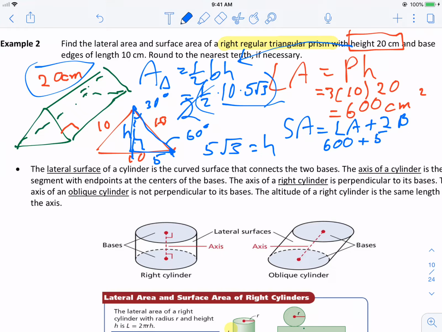So if we wanted a simplest radical form answer, we could think of this as 600 plus 50 root 3, but the directions tell us to round our answer to the nearest tenth, so we're going to type all this into our calculator. 600 plus 50 times the square root of 3, and our rounded answer to the nearest tenth would be about 686.6 square centimeters.